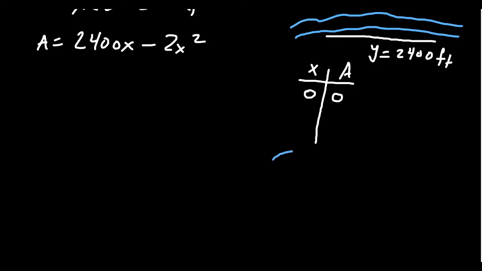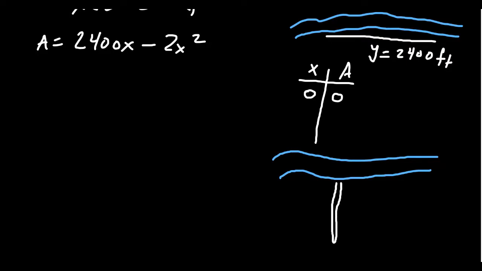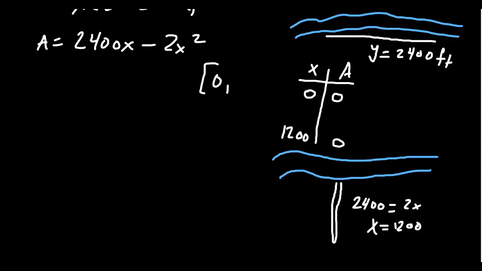On the other extreme, what if we put all of the fencing into the x and not into the y whatsoever? If we did that, we'd have a fence that goes down, and then a fence that comes back, where the thickness between them is nothing. In that situation, we would have 2400 equals 2x, because y is 0. So x equals 1200. Again, that seems silly, but that's the situation. If we put everything into the x, you're likewise going to get 0 area. This gives us the domain of the function, 0 to 1200.